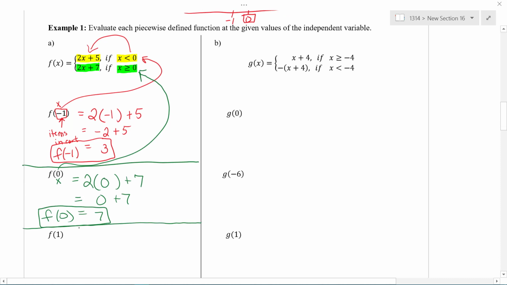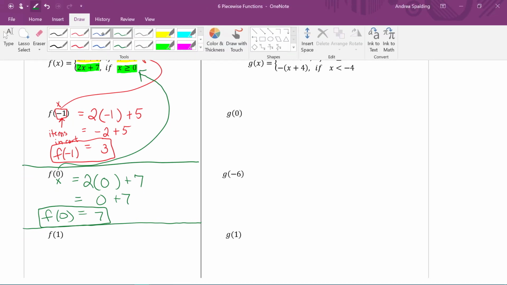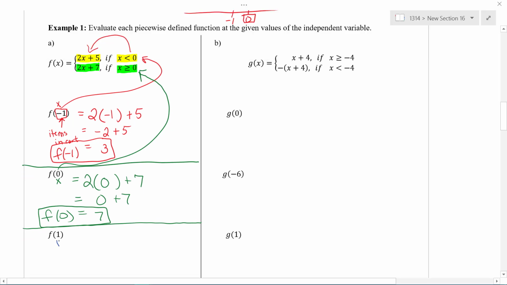Okay, what about f of 1? First of all, I'm going to look at the x value. Think about this as looking at the number of items in your cart to choose which lane you're going to go in. We're going to go in lane 1 or lane 2, so equation 1 or equation 2. So the x value is 1.